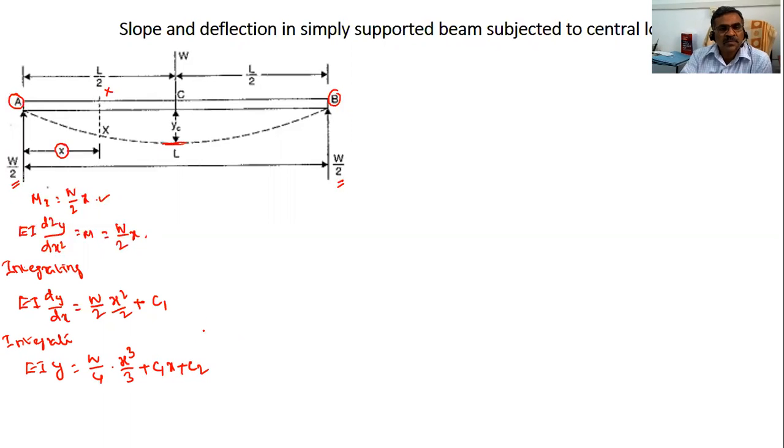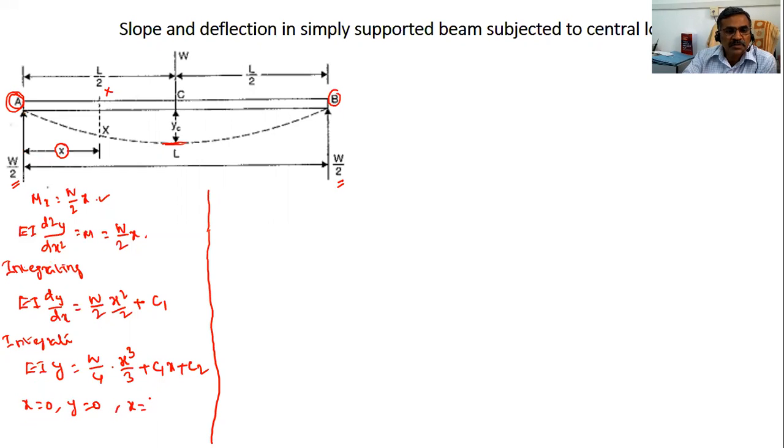Now apply the boundary conditions on these equations. What are the boundary conditions? The first boundary condition is when x is equal to 0, that is point A, y is equal to 0. When x is equal to L by 2, that is the center point, dy by dx is equal to 0, slope is equal to 0. First you apply this boundary condition in the slope equation.